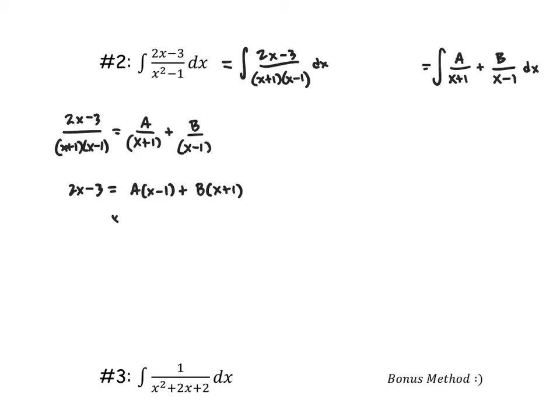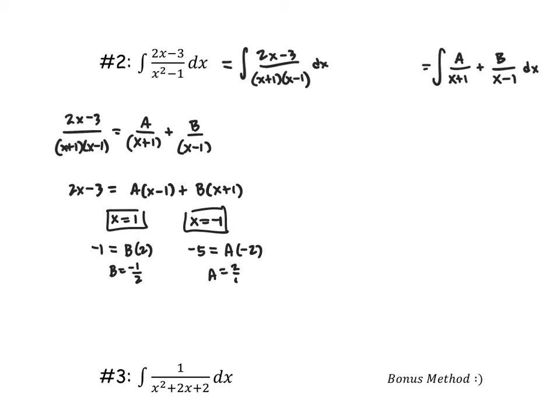Now the two values I would pick would be x equals positive 1, which would rid us of the first term with a times x minus 1. So if x is positive 1, I'd get 2 times 1 minus 3, which is negative 1, which would equal b times 2. So it looks like b would equal negative 1/2. Okay, if x equals negative 1, then I'd get 2 times negative 1, which is negative 2, minus 3, which is negative 5, equal to a times negative 2. Okay, so it looks like a equals 5/2. All right, so now I can work with that.